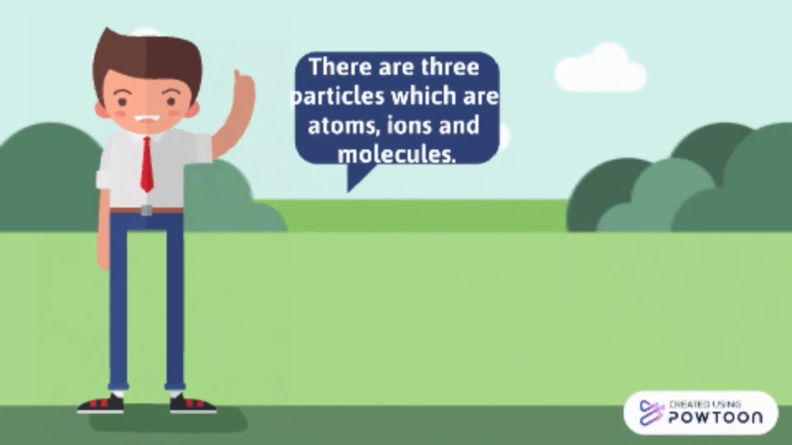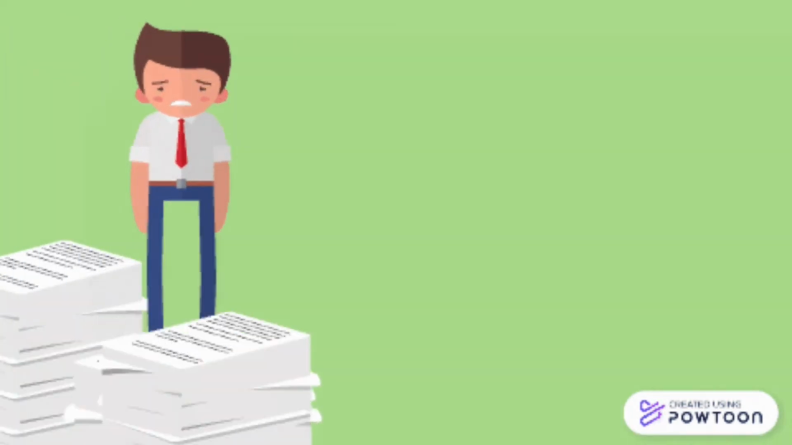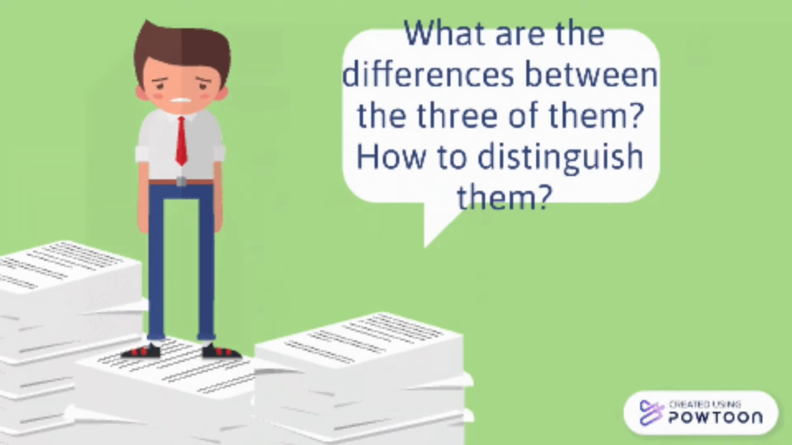There are three particles which are atoms, ions, and molecules. What are the differences between the three of them? How to distinguish them?